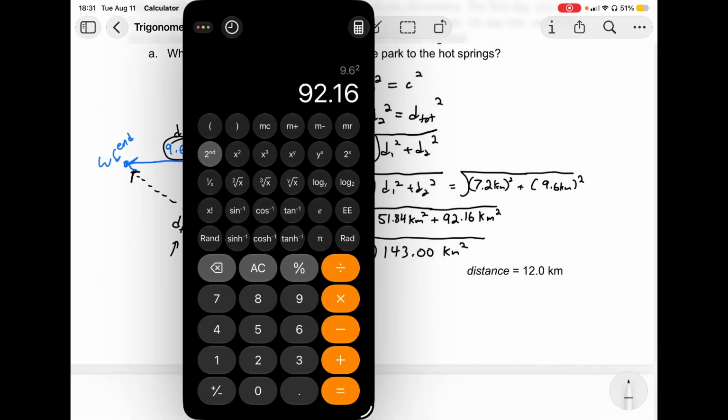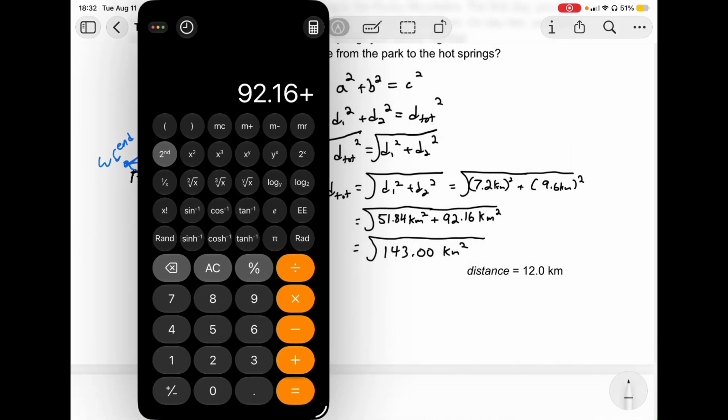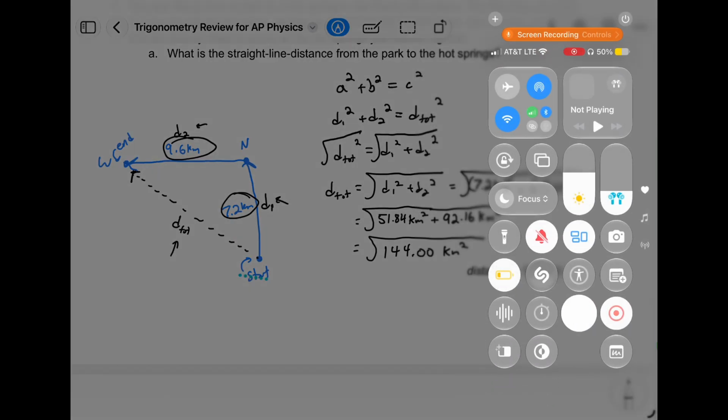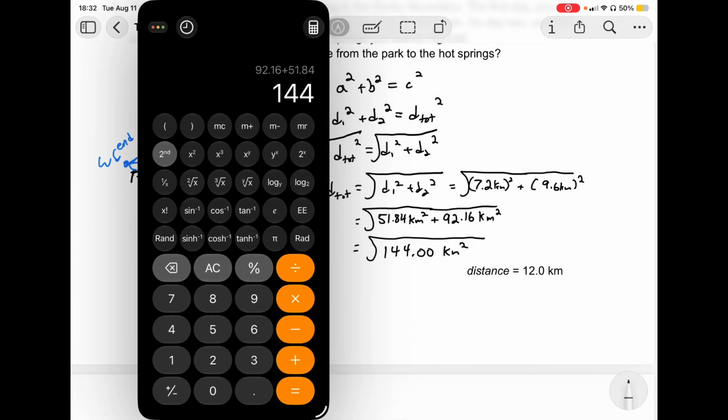Right, let's make sure that I did that math correctly. So we're going to add 92.16 plus 51.84. Good, and that's 144. So that is 144. Whoops. Kilometers squared. And then, of course, we're going to take the square root of that. And you may already notice that 144 is a very particular number. That is a square itself.